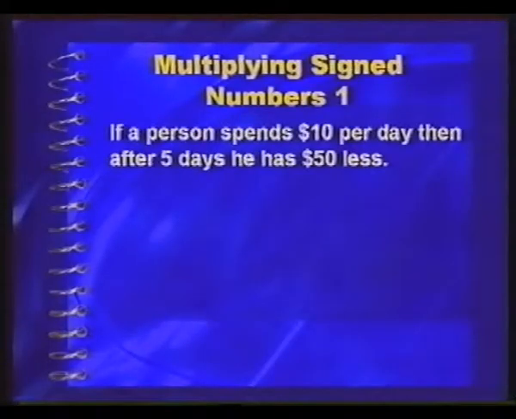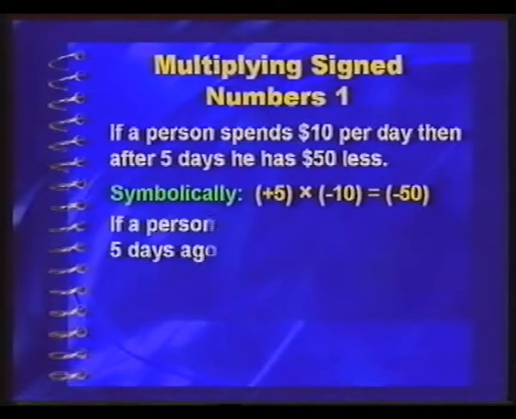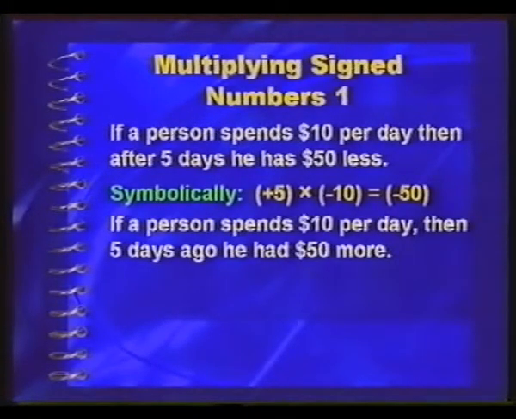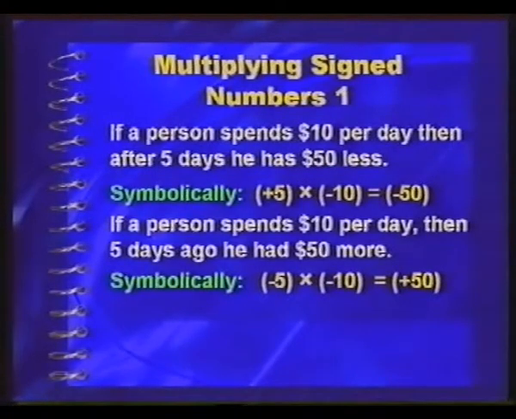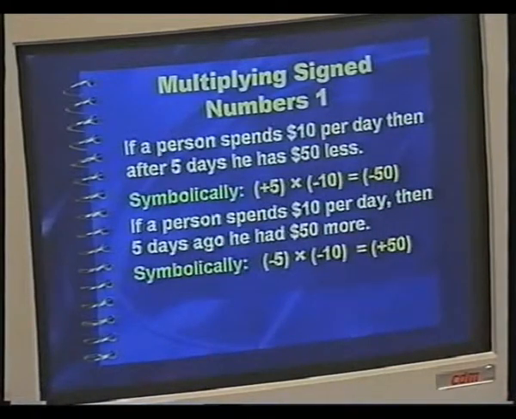We've got a situation where a person might spend $10 a day for 5 days, and it's quite obvious that he has $50 less. If you write that symbolically, then we have positive 5 multiplied by negative 10, because that's what he's spending, so we can call that a negative, is negative 50. If a person spends $10 a day, then 5 days ago he had $50 more. And if we write that down symbolically, 5 days ago as negative 5, and that spending of negative 10, again we get positive 50.